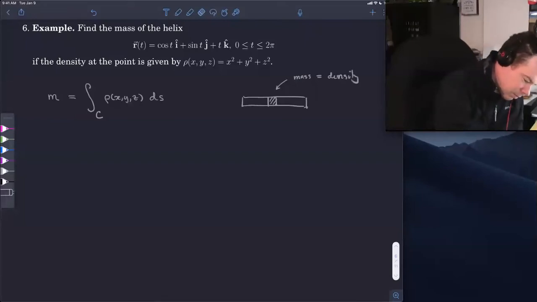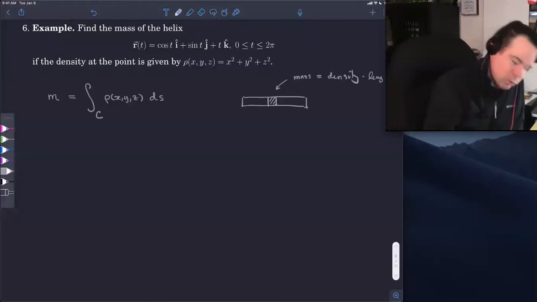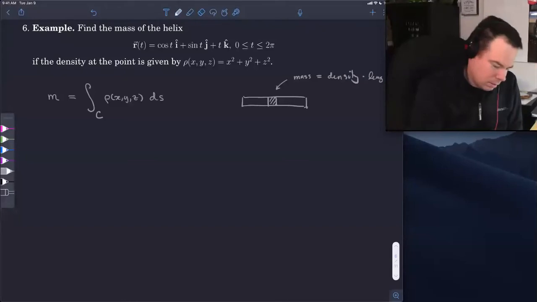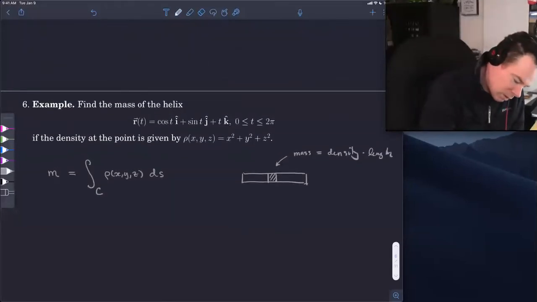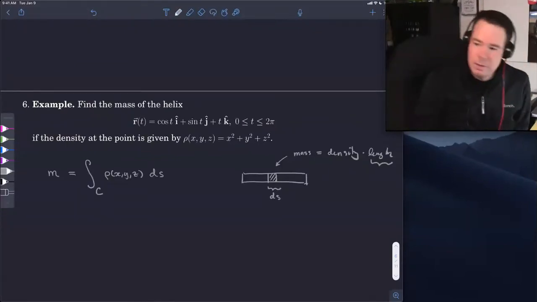Oh, sorry, I messed that second letter up. I'll change it. Density times length. So it's length that we're interested in. I see I'm hiding it behind myself. There we go. It's length that we're interested in, and length is ds, because that's arc length. That's the length of the rod. This rod's curving, so the length in this case is its arc length. Does that make sense?